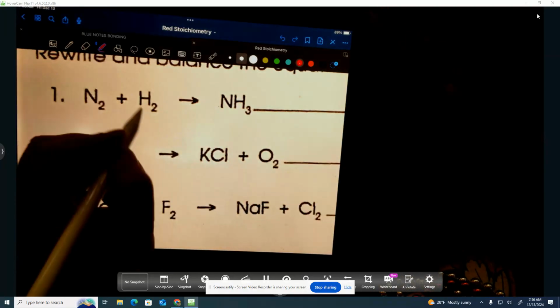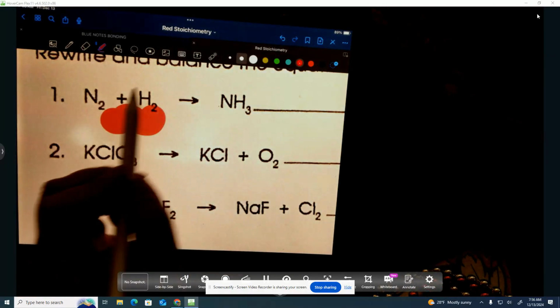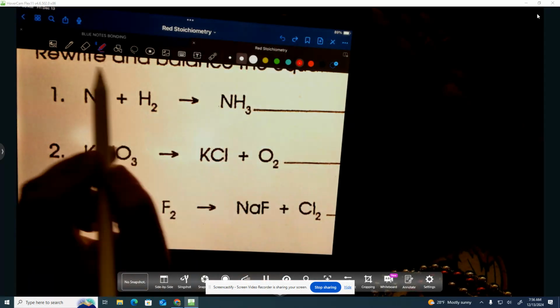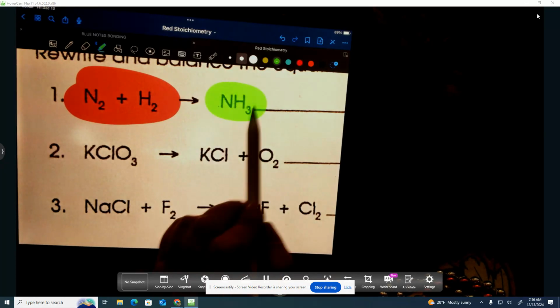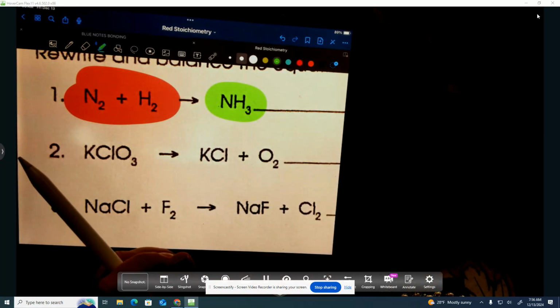So we're saying whatever I have on the reactant side, which is going to be over here, whatever I have over here has to be the same as what I have on this side.